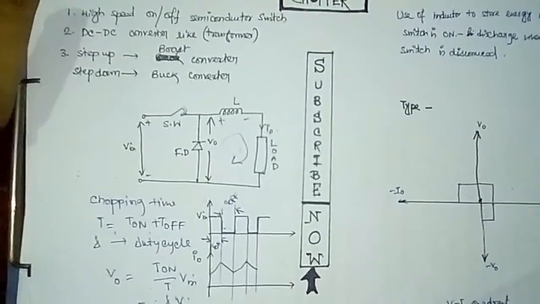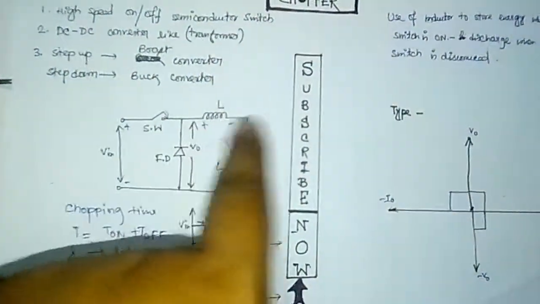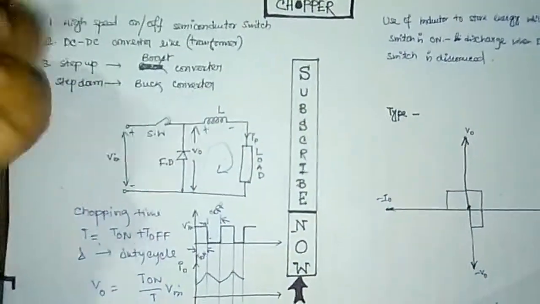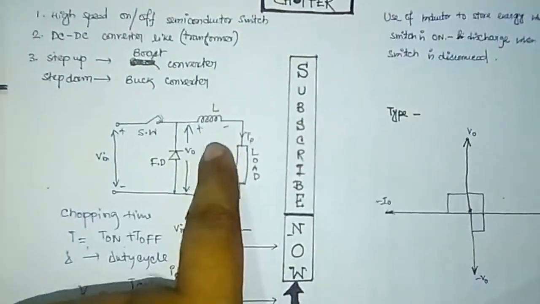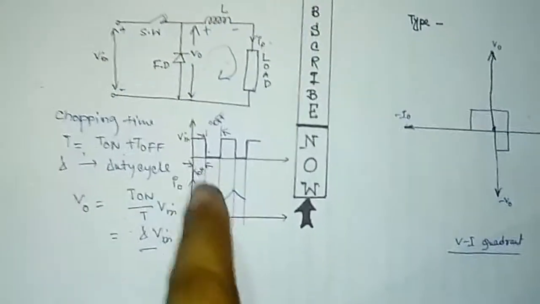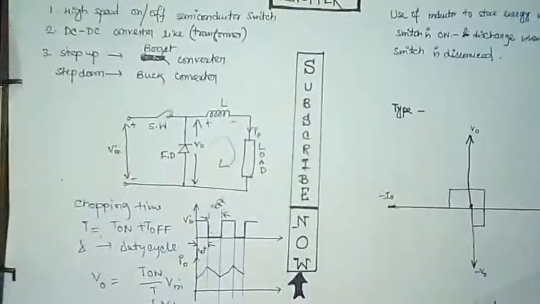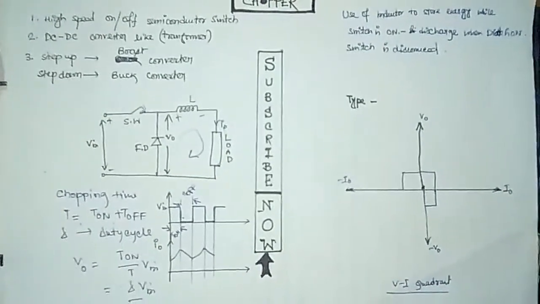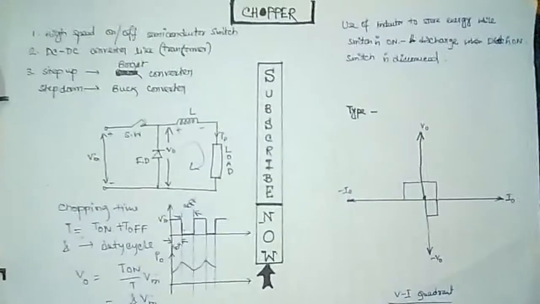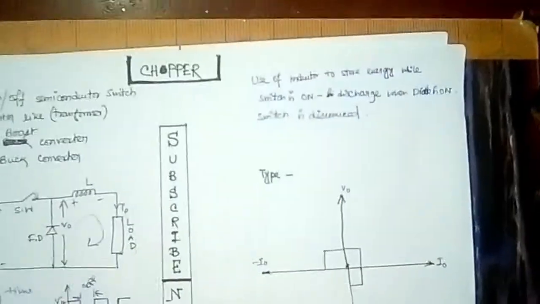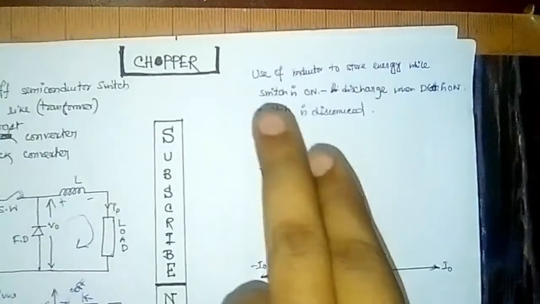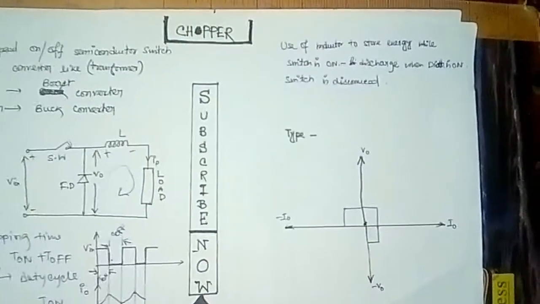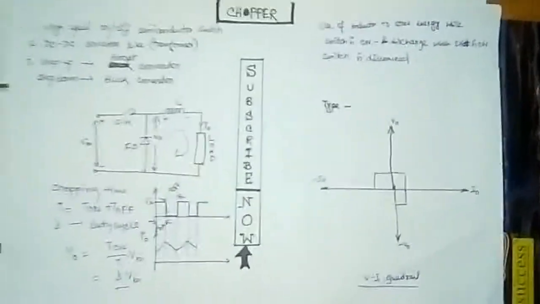So when the switch is closed or on, the inductor is charging, and after the switch remains off, the inductor gets discharged. So the function of the inductor is to charge and discharge, and by that we are getting that output wave. If we don't use the inductor, the output will not be what is needed. So that is why we need the inductor: to store energy while the switch is on and discharge while the diode is on and the switch is disconnected. Now today I will discuss the types of chopper.